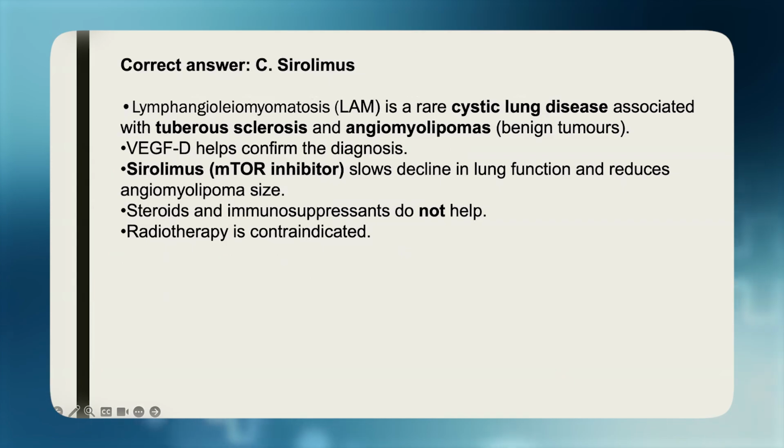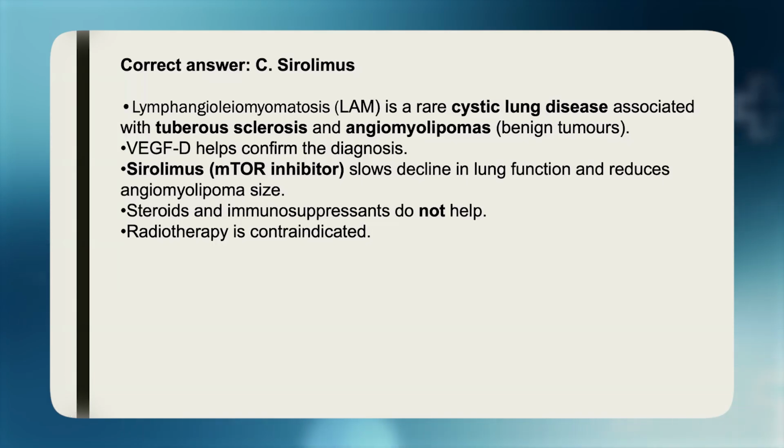Lymphangioleiomyomatosis is a rare cystic lung disease associated with tuberous sclerosis and angiomyolipomas. Benign tumors, all are benign. Okay, this vascular endothelial growth factor D helps to confirm the diagnosis. Sirolimus, the mTOR inhibitor, slows decline in lung function and reduces angiomyolipoma size. Steroids and immunosuppression do not help, and radiotherapy is contraindicated. So mostly benign cystic disease, but to prevent lung function deterioration, sirolimus can be tried. Others have no role in management.